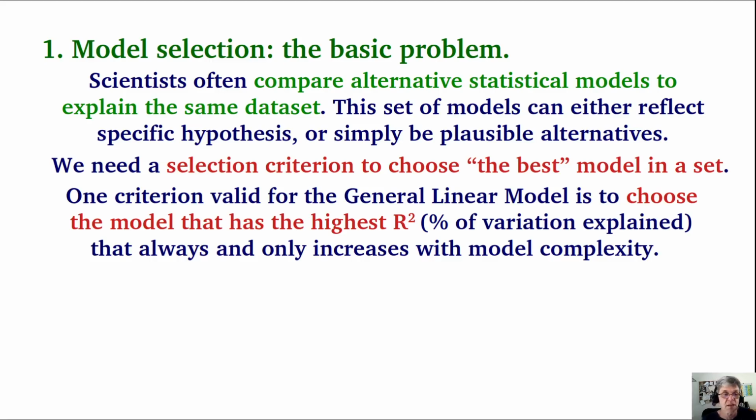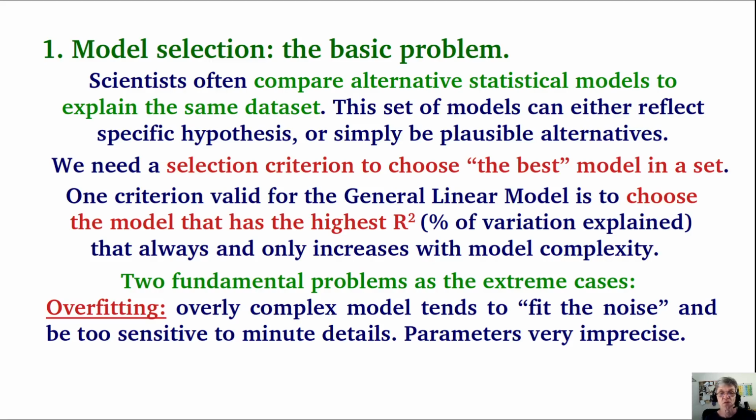The problem is that the R-square in the general linear model always and only increases with model complexity. This means that even if you add explanatory variables that are irrelevant with respect to the response variable, the resulting model can only have a higher R-square than a previous model without this nonsensical variable. So two fundamental problems arise as extreme cases.